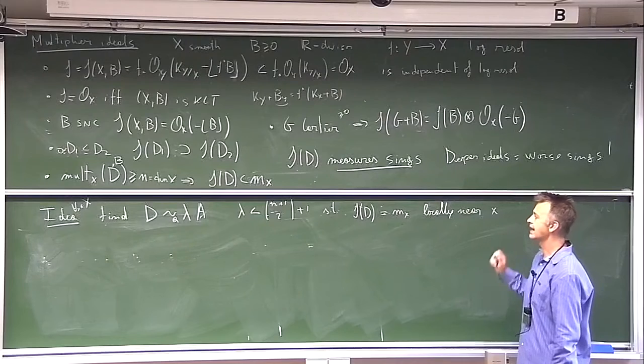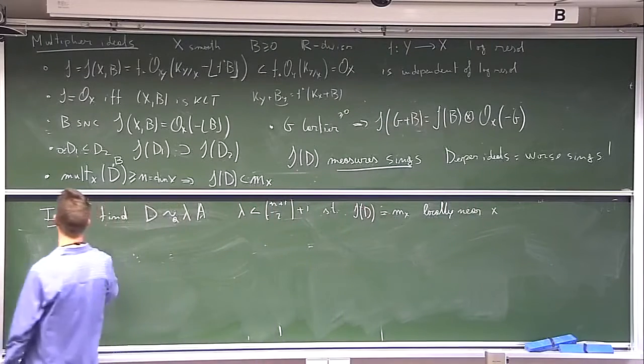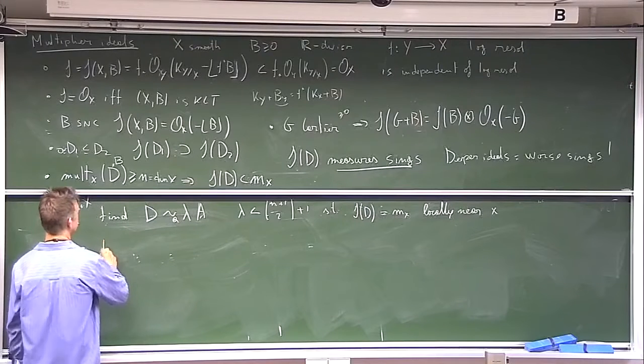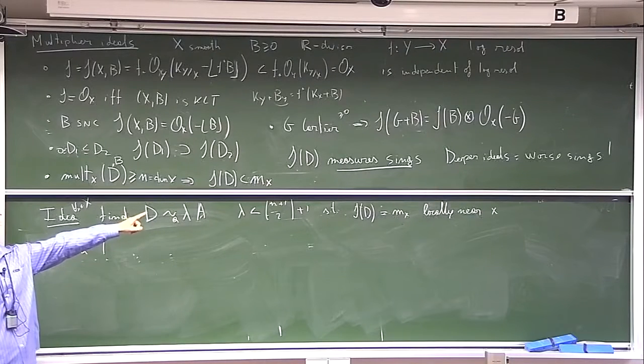Why do you win? Because then... You mean lambda is bigger than or equal to? No, I want it to be smaller. Small. I can certainly do it for lambda bigger. I use sort of self-vanishing, right?